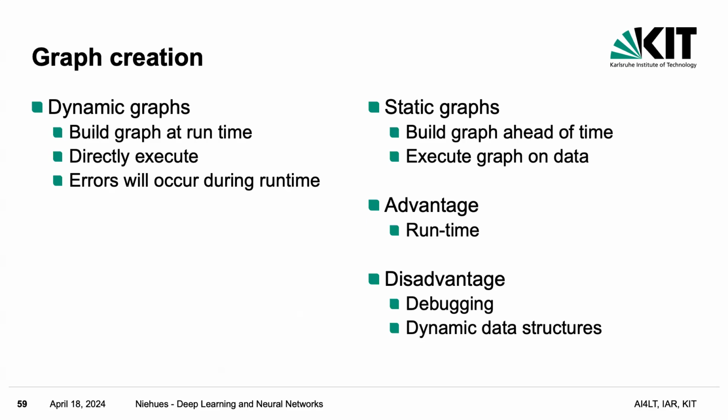But it also comes, as always, at a cost. The one thing is that debugging typically gets a lot more complicated because everything is just run through and it's no longer clear where exactly the error happens. And if you have dynamic data structures, things aren't that easy. It's possible, but not that easy. If you think about your input no longer being a fixed sequence, but for example, if you're working with text and you have texts of different lengths, then this might be complicated and not that straightforward.